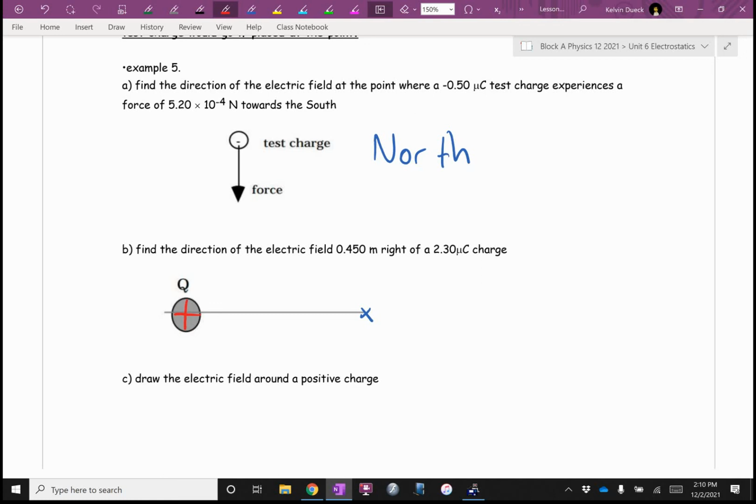Left or right? Let me rephrase that. Left or right? Which way, Max? Right. Or you could say east. I don't care, but I'll figure it out. So what's the direction of the electric field? We ask, which way would a positive want to move if it could?